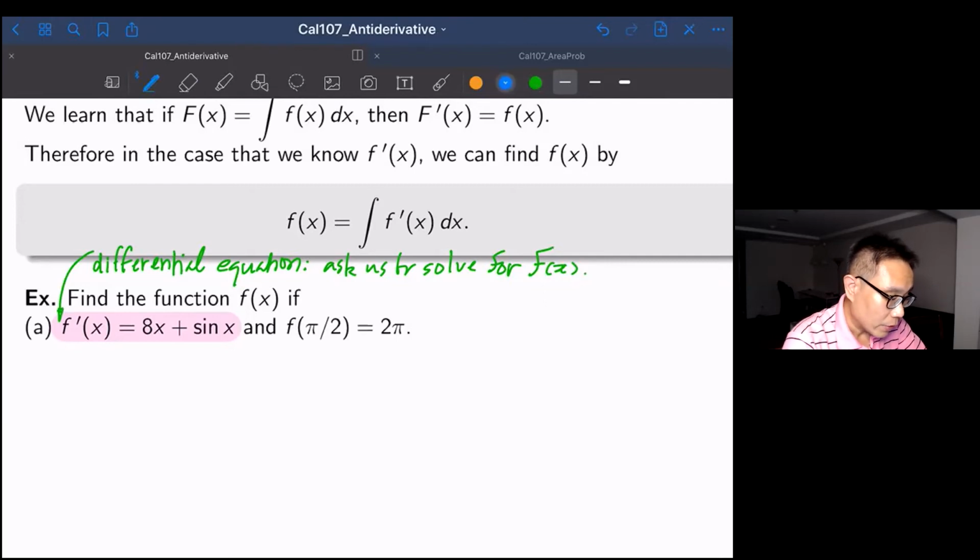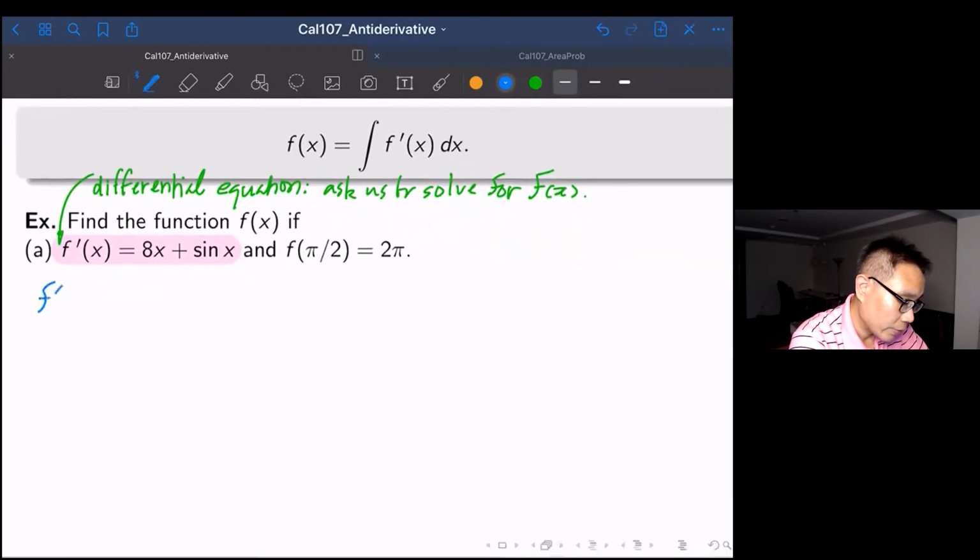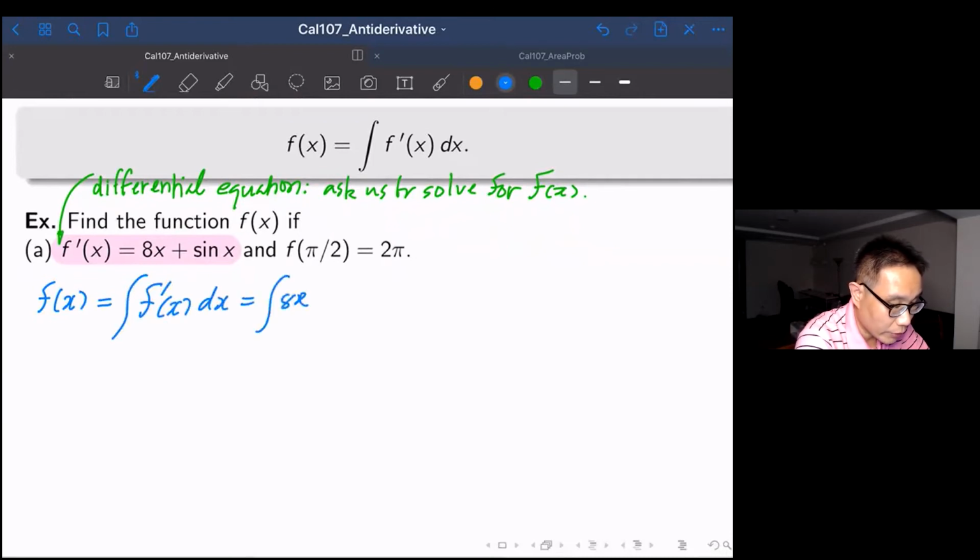Okay, let's see. You have f prime x equal to 8x plus sine x. So if you'd like to find f of x, it's going to be the integral of f prime x dx. So it's going to be the integral of 8x plus sine x dx.